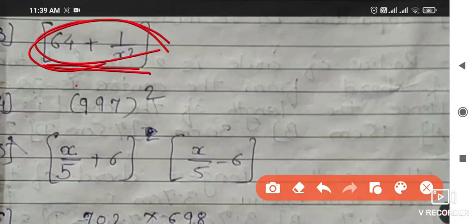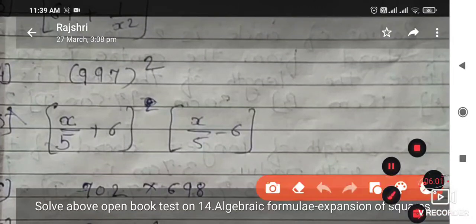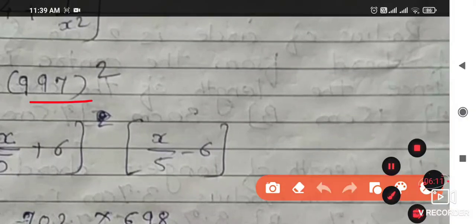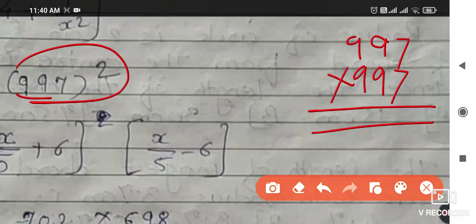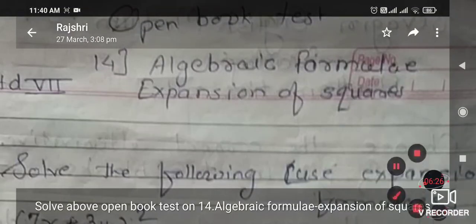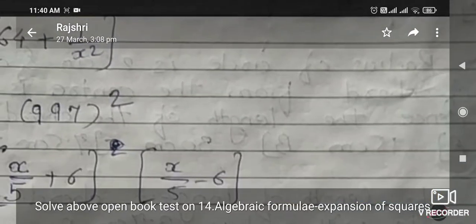Now the same thing is given here downside. The question is 997 square. Its square you can find by the multiplication of 997 into 997. You can do the multiplication and find its answer. But in this question we have to use algebraic formulas. So how to solve this example?